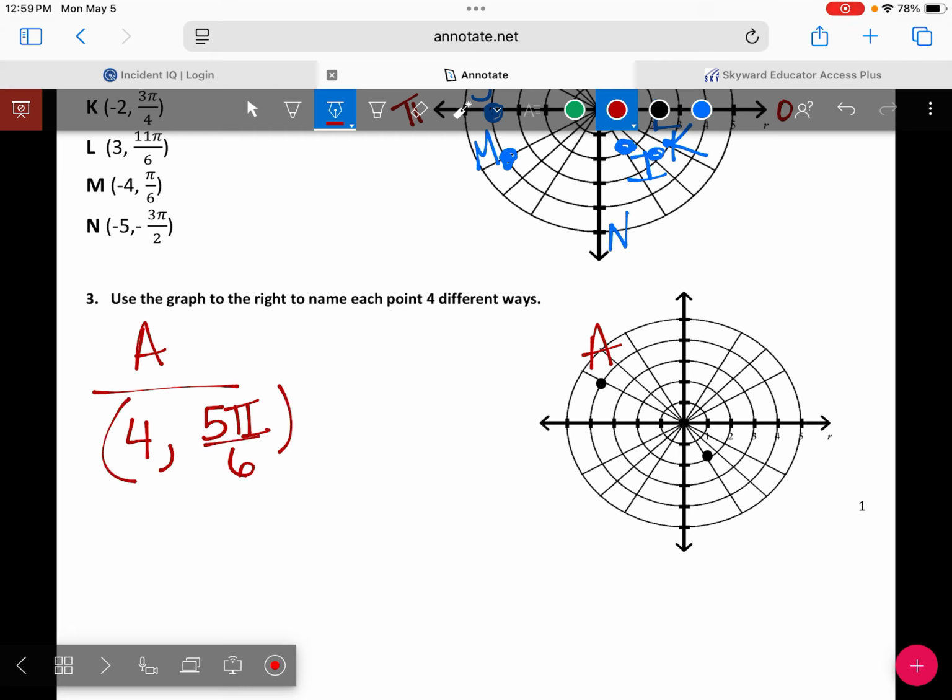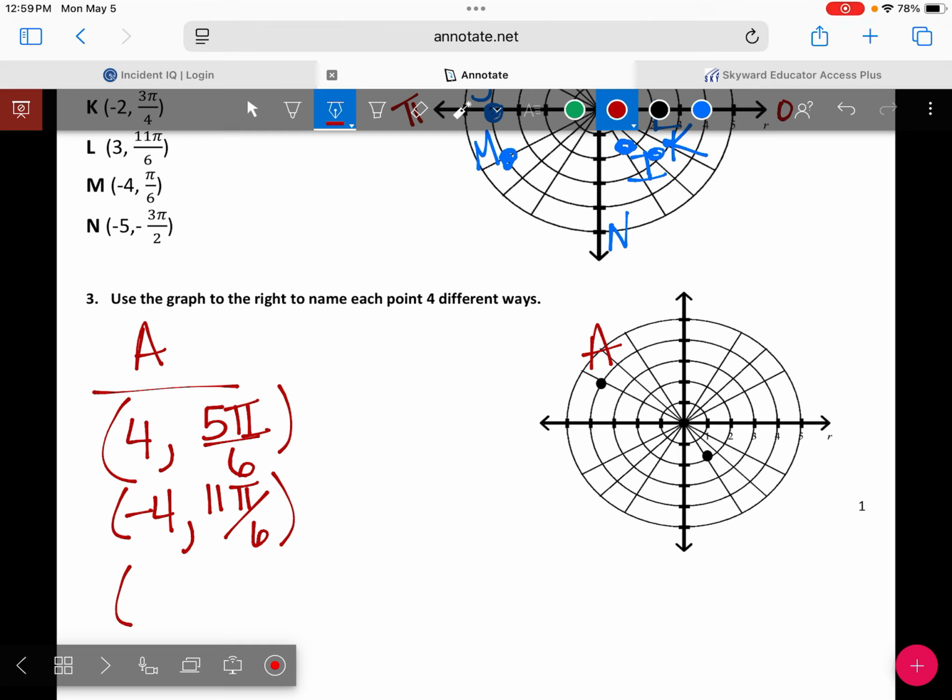All right. Can we do that with a negative radius? Yes. So what if I want somebody else? What if I want to use -4? What would be the angle that I would use if I want to use a -4 as the radius? 11 pi over 6. Good job.